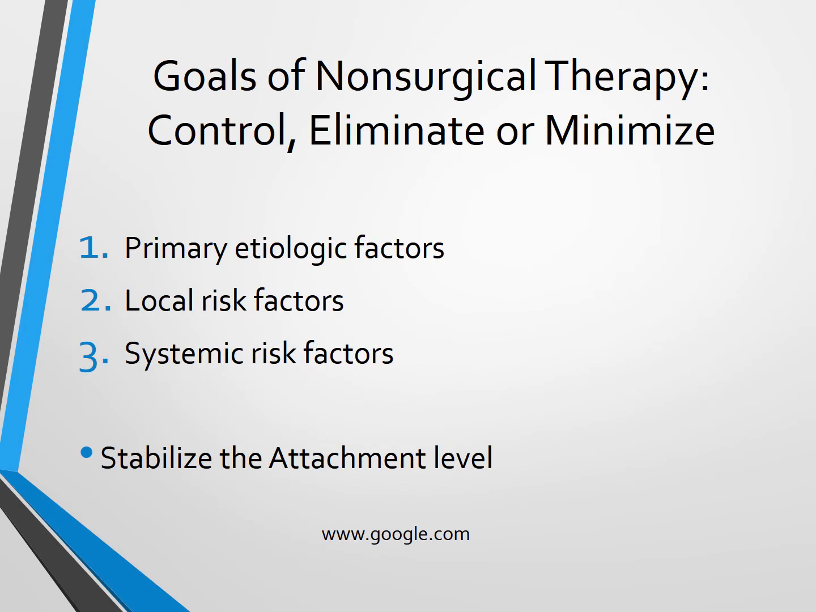Now we want to look a little bit more closely at the goals of non-surgical therapy as far as controlling, eliminating, or minimizing: 1, the primary etiologic factors; 2, the local risk factors; and 3, the systemic risk factors. When we do all of these things and we're successful, then we should be able to stabilize the attachment level. This means that we have now stabilized the periodontium and you no longer have apical migration of the junctional epithelium.